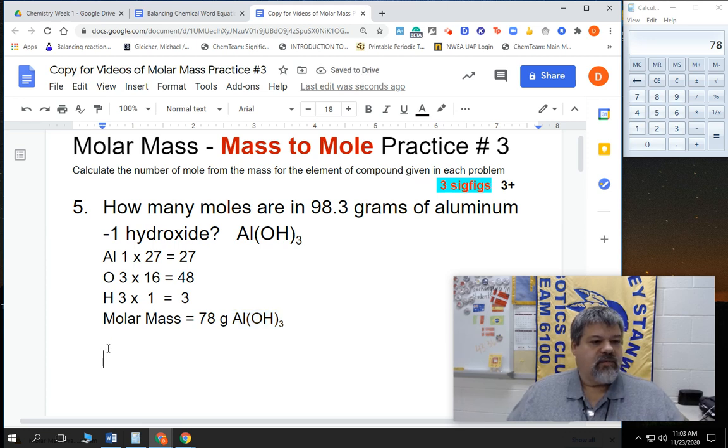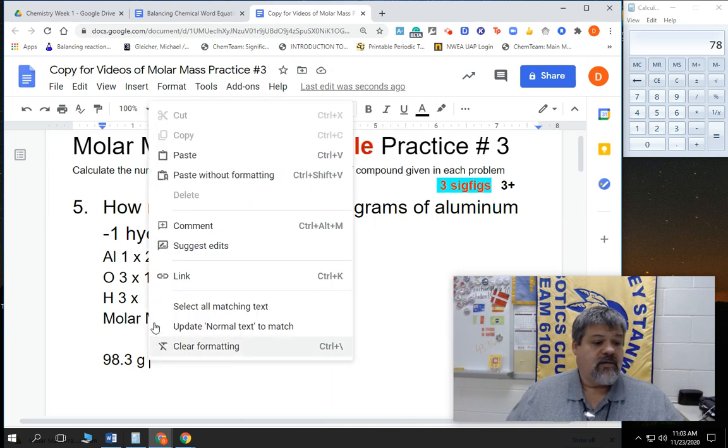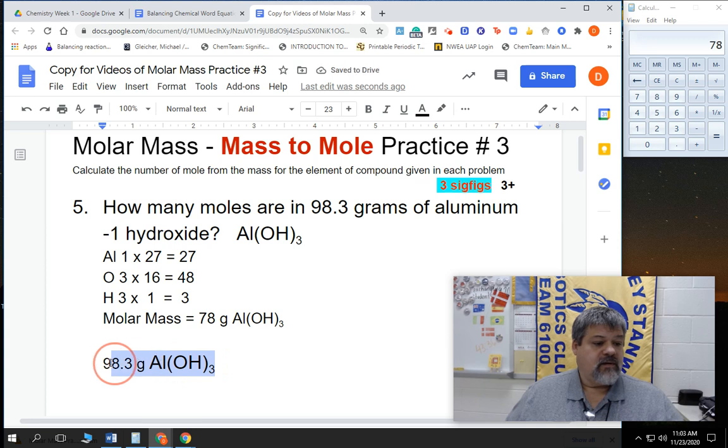So now we're going to use this in our equations like we did with the other one. Now that we know the molar mass of aluminum hydroxide, we're going to calculate how many moles are in 98.3 grams. We'll go back to the original problem, and we see that we have 98.3 grams of aluminum hydroxide, and I'm just going to copy this and paste it right there. So again, we're going to make this all the same, because I like to have everything the same. Okay. And what we're going to do is put our line and our times in a line.